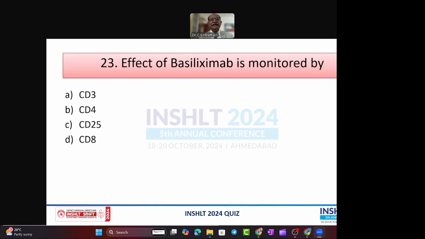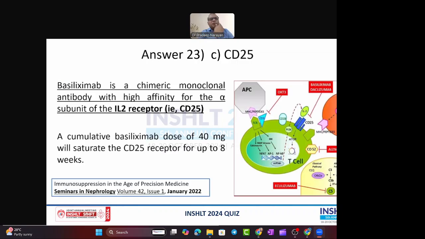Effect of basiliximab is monitored by? So the answer is CD25, and there are a couple of things about this that we need to know. Basiliximab is a monoclonal antibody.